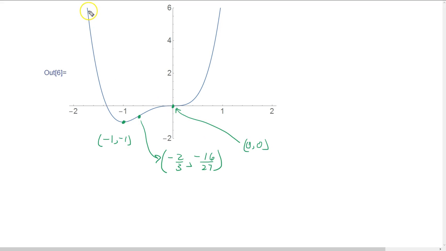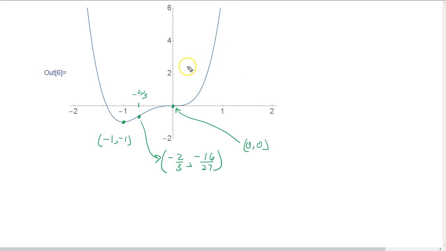And yes, it does look like our function was decreasing from -infinity to -1, increasing from -1 to infinity, concave up from -infinity up to -2/3. See, that's where it's concave up. Concave down from -2/3 to 0, and then concave up from 0 to infinity.